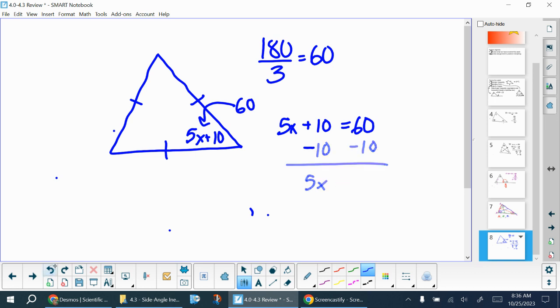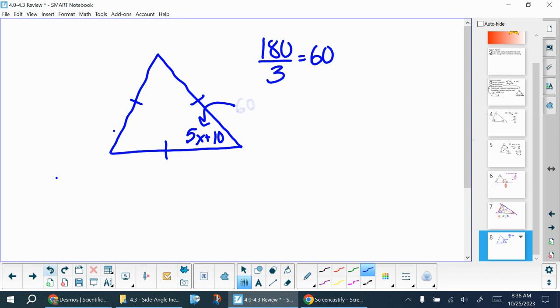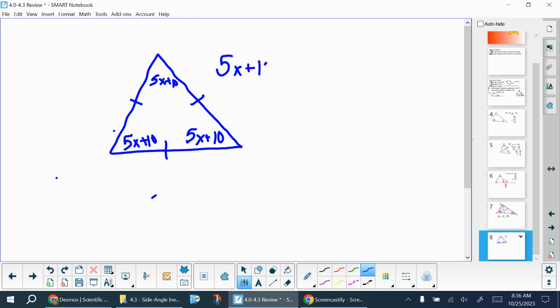There are other ways you could go about this. Feel free, this video will be on Canvas if you're watching on the board. You can go back and pause this and slow it down too. If I know that these are all equal, there's nothing stopping me from also putting 5x plus 10 here and 5x plus 10 here, because I know those are all equal. If the sides are equal, the angles are equal. Now I can say, well, all those angles added up have to equal 180. 5x plus 10 plus 5x plus 10 plus 5x plus 10 equals 180.